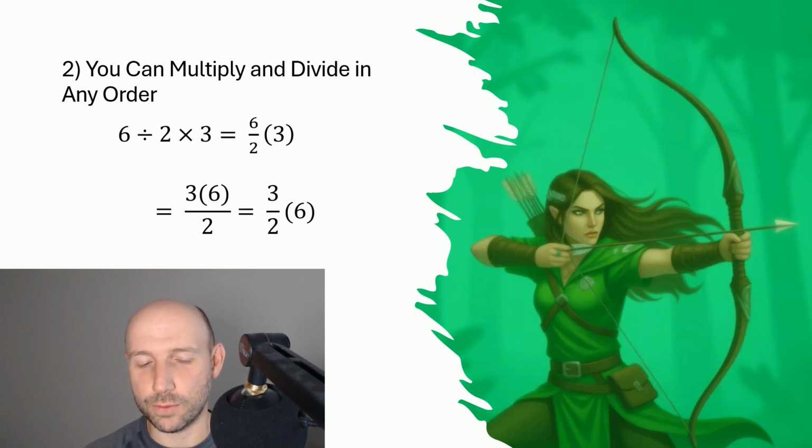You could do 6 over 2, which gives you 3, and then multiply by 3, which gets you 9. Or you can do 3 times 6 first, which gives you 18, and then divide by 2, and that gets you 9. Or you could do 3 divided by 2 first, and that's 1.5, and multiply that by 6, and that still gets you 9. Moving on.